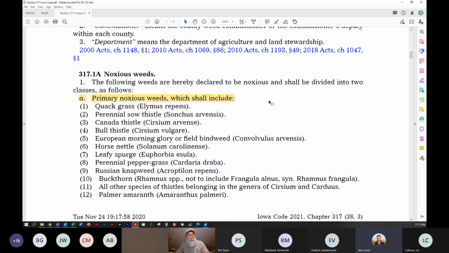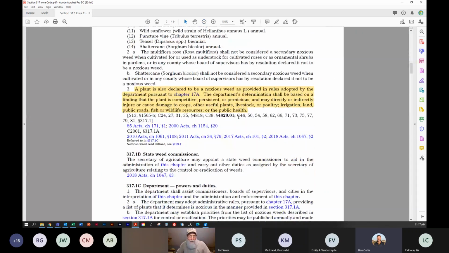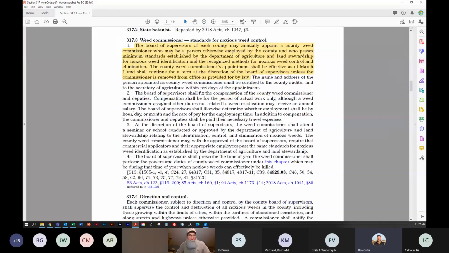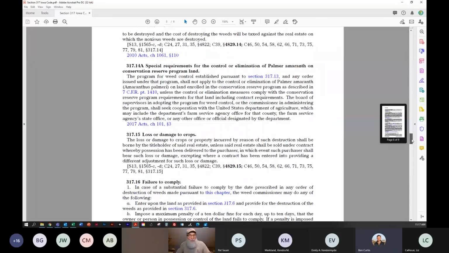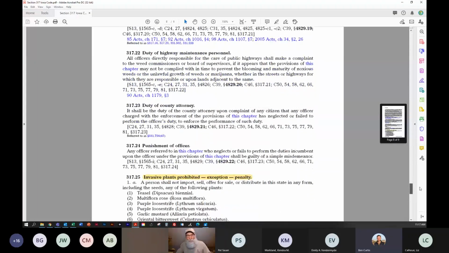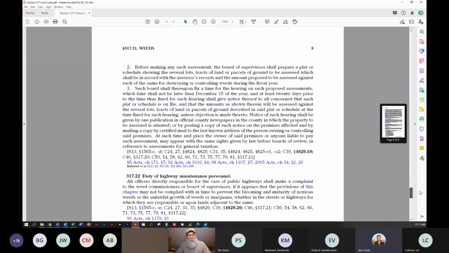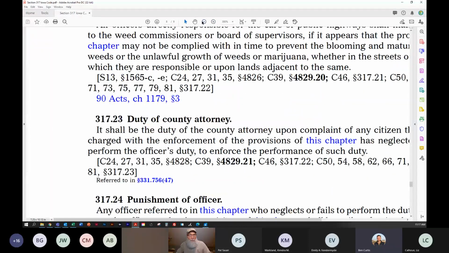Of course, there's native thistles, and I know for quite a long time, native thistles were also listed as either primary or secondary, but just recently that has changed. I think they still kind of show up someplace, but you're not required to control the native thistles.